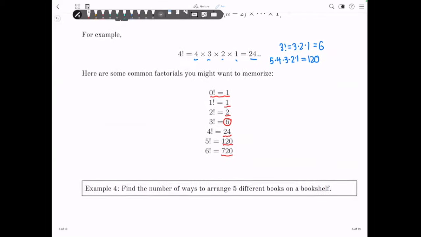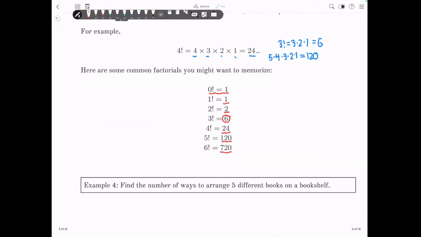So now let's try an example. Find the number of ways to arrange 5 different books on a bookshelf. So let's start with each of the values. Let's just say we have 5 slots.